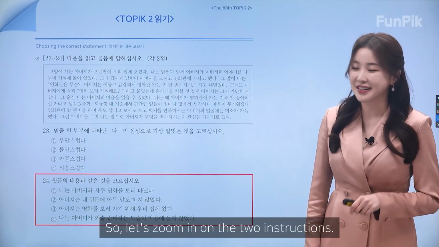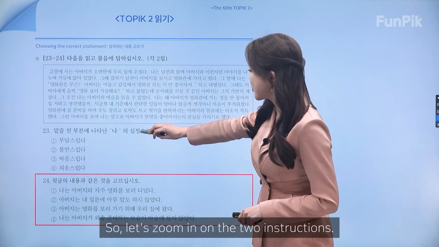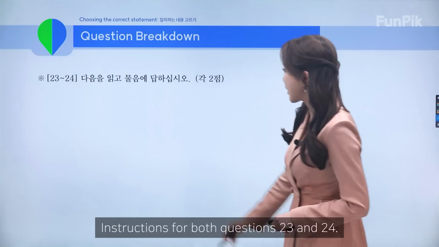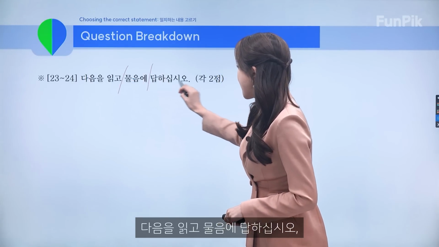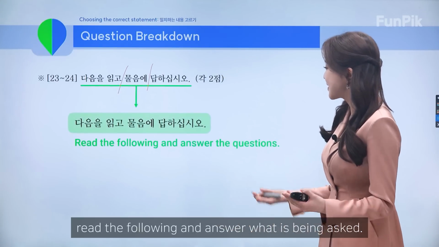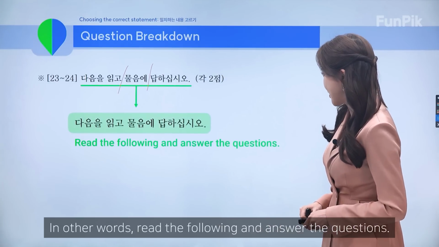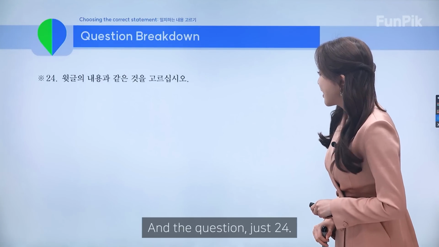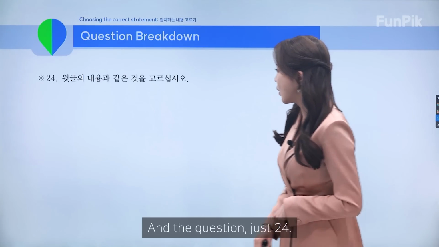So let's zoom in on the 2 instructions here and here. So instruction for both question 23 and 24. 다음을 읽고 물음에 답하십시오. Read the following and answer what is being asked. In other words, read the following and answer the questions. They are worth 2 points each. And the question, just 24.